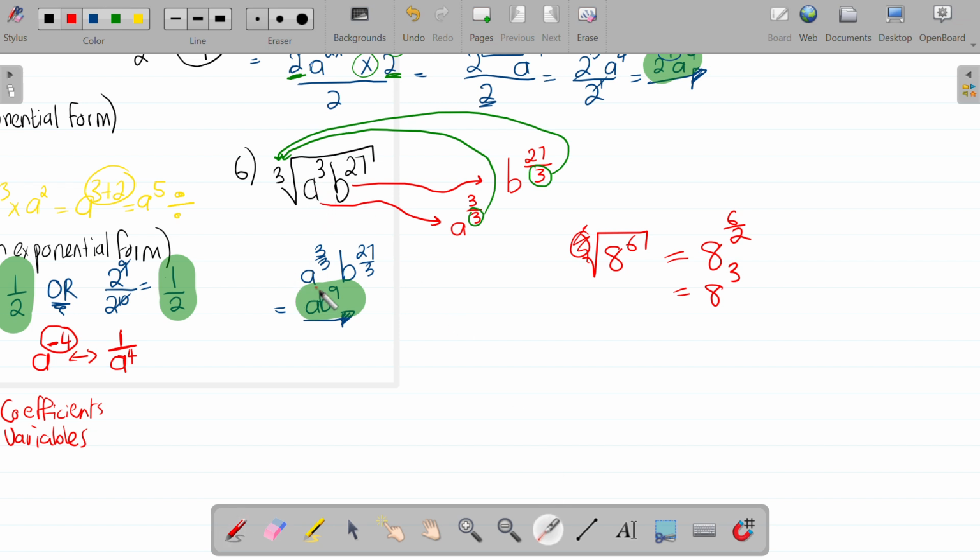So let's carry on and simplify this. So this will be a to the 3 divided by 3, and b to the 27 divided by 3, and we simply simplify this. So 3 divided by 3 is 1, an imaginary 1 here, a to the 1, and then b, 27 divided by 3 is 9, so it'll be b to the 9, and that is how I simplify a question like that.